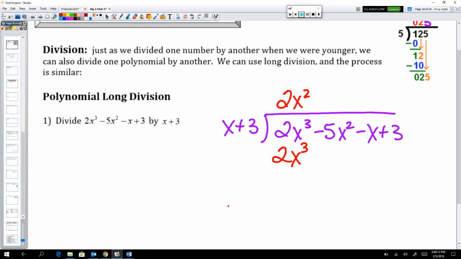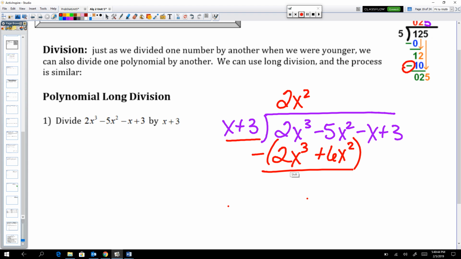But don't forget, right here, we don't just have x, we have x plus 3. So that 2x squared plus 3 times 3 has to go underneath here as well. So 2x squared times 3 is plus 6x squared. And don't forget, back in elementary school, we didn't add that, we subtracted that from above to figure out what we have left over to come up with the next step.